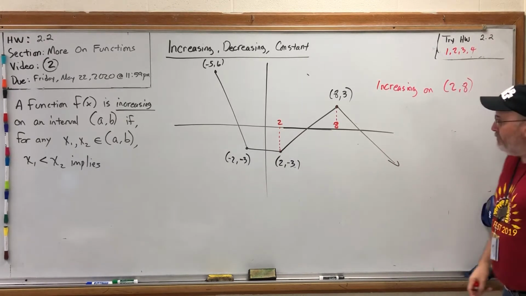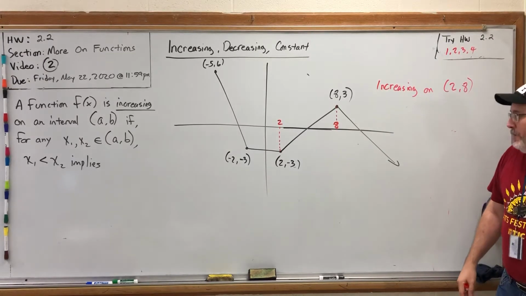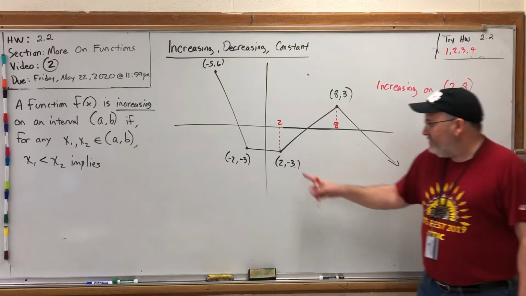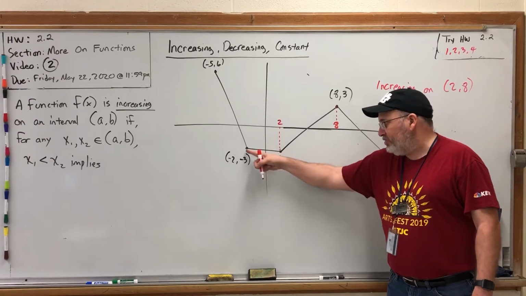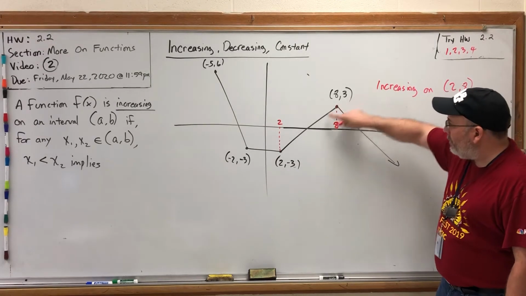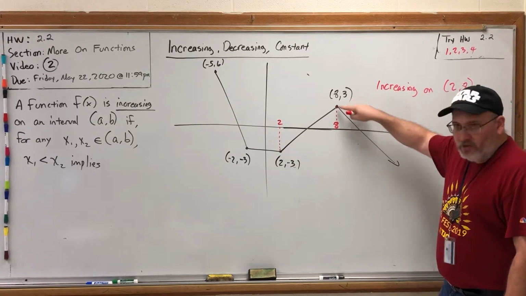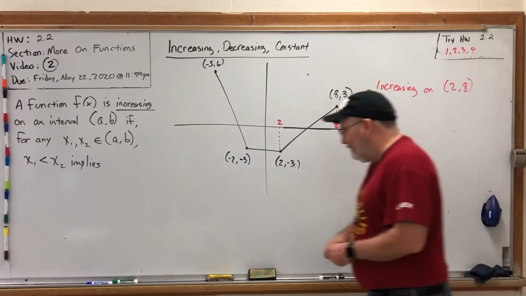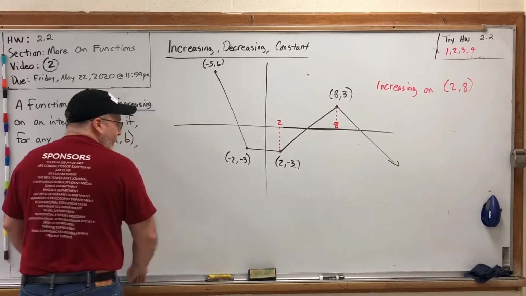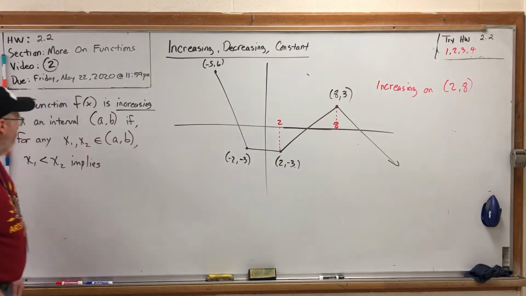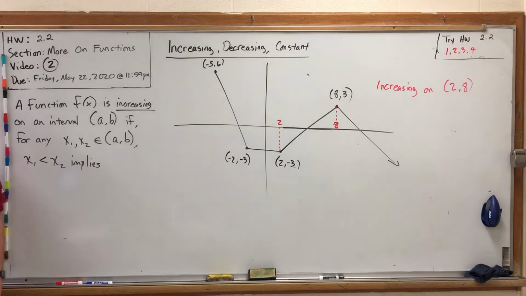And remember, we use parentheses instead of brackets because even though these points are on the graph, we don't say that the graph is increasing here. We say it's transitioning from something to increasing, nor do we say it's increasing here. We say it's transitioning from increasing to something else, in that case decreasing. But what does it literally mean in terms of x's and y's for a function to be increasing on an interval? Well, let's start the definition.